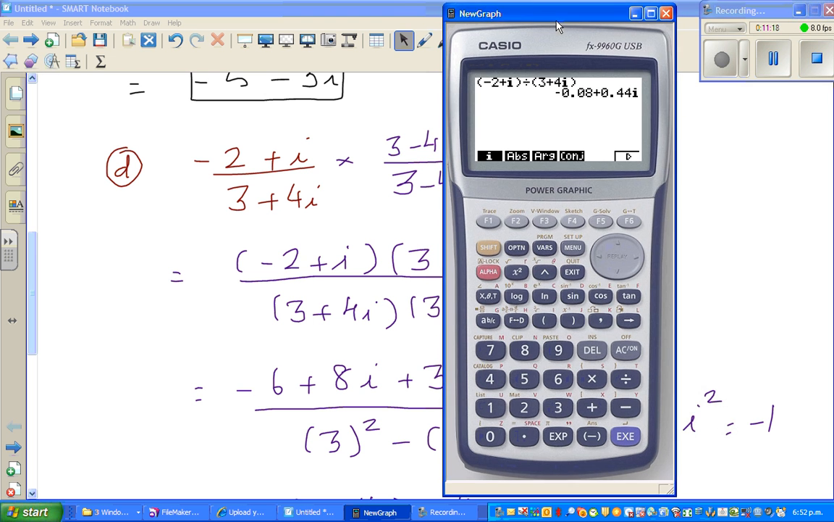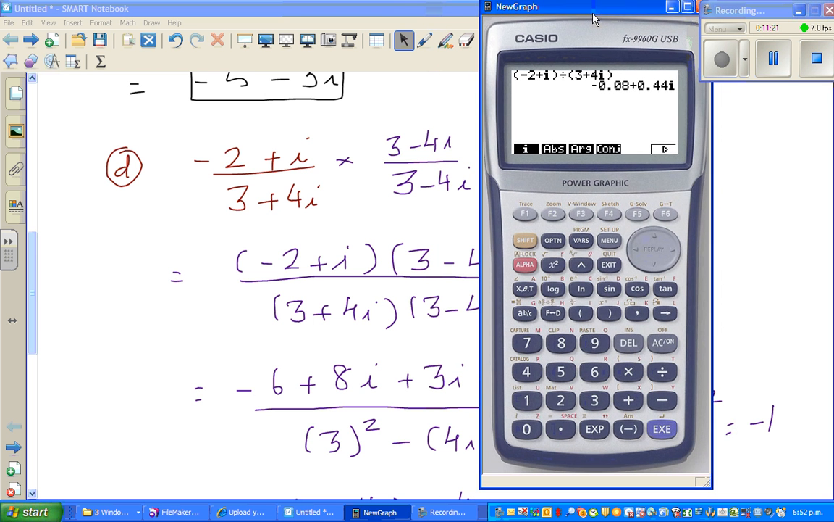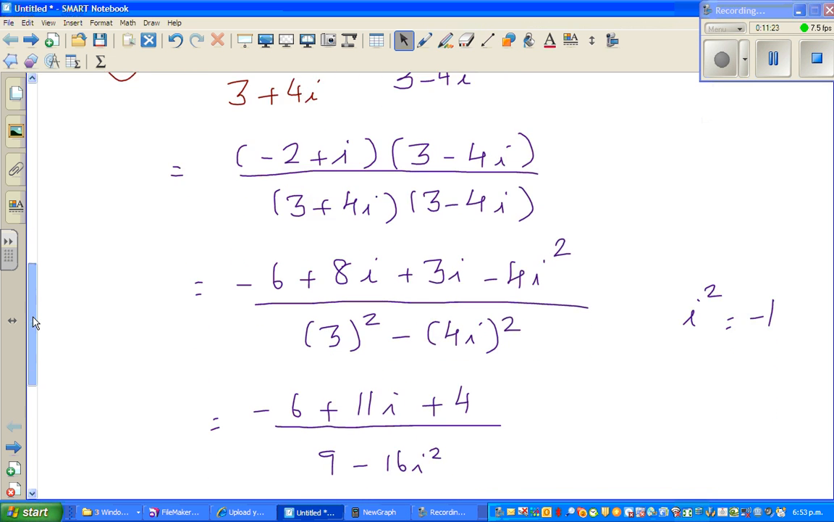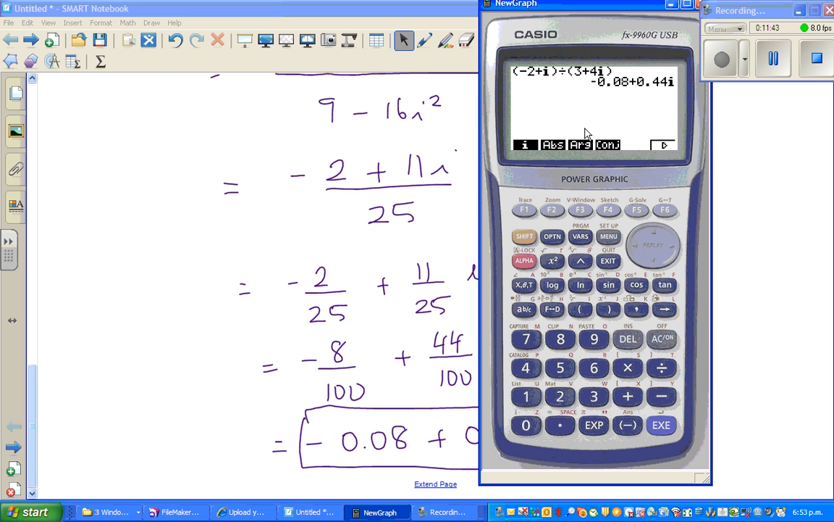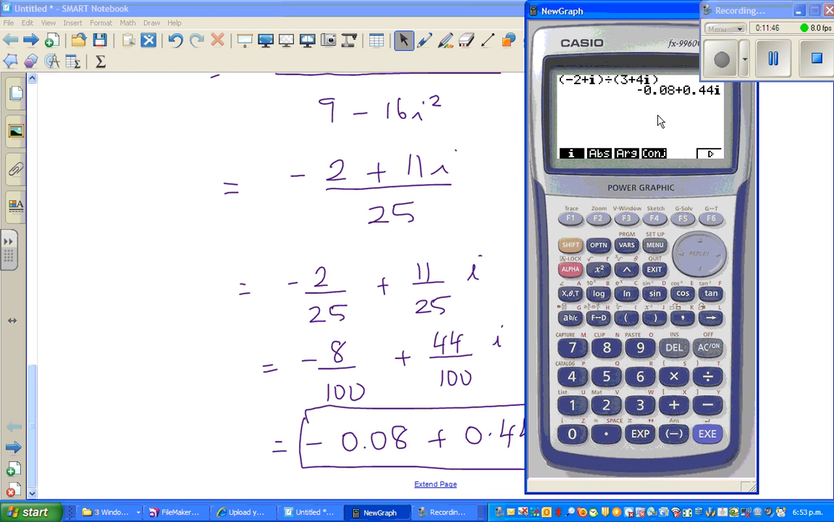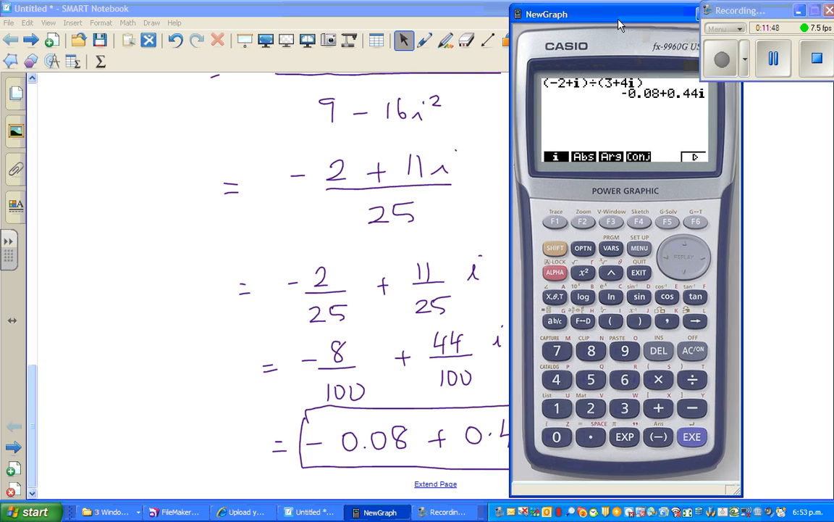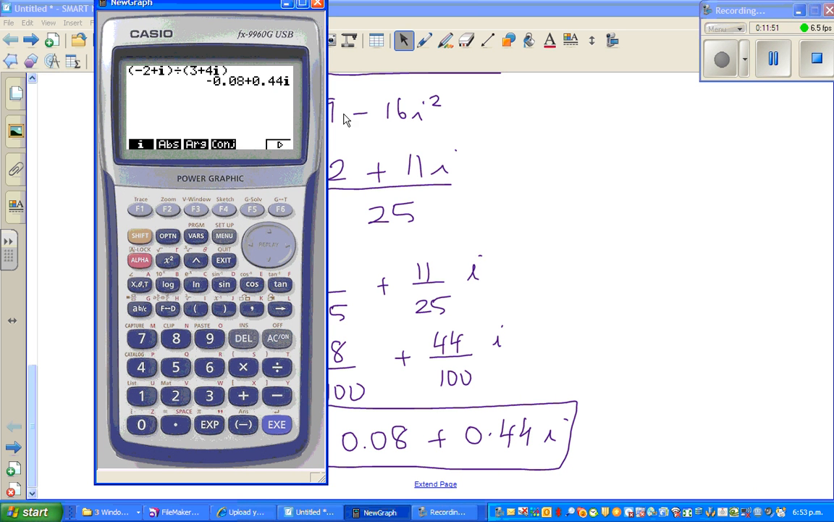We are doing something wrong. Oh, that's a mistake. So here, if you're multiplying by 4, this will become 8. Okay, it's always good to check. That's why I love the calculator. This is 0.08. So let me show you the answer. Here's the answer. Okay, minus 0.08 plus 0.44i. Hopefully, I've helped you. See you in the next video.